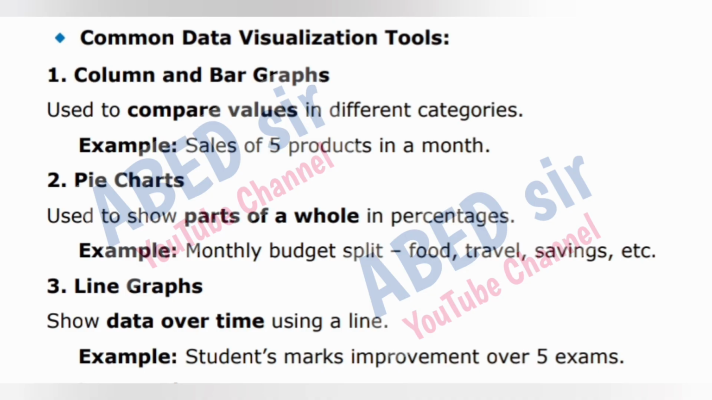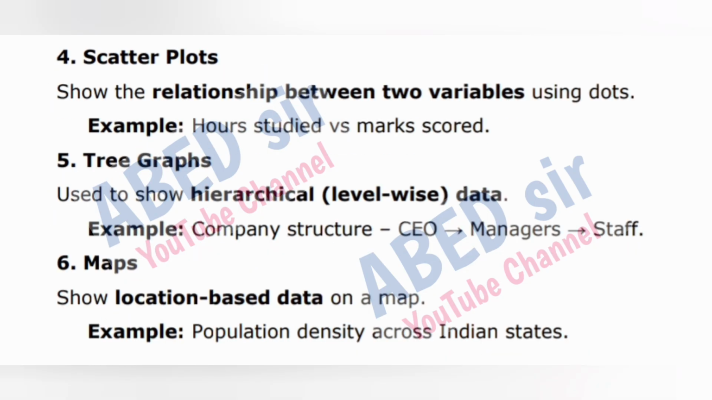3. Line graphs. Show data over time using a line. Example: students' marks improvement over 5 exams. 4. Scatter plots. Show the relationship between two variables using dots. Example: hours studied versus marks scored.